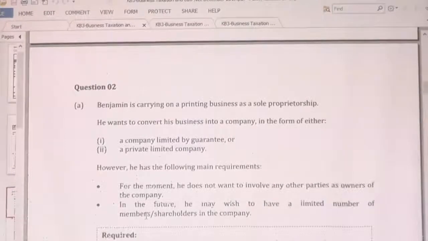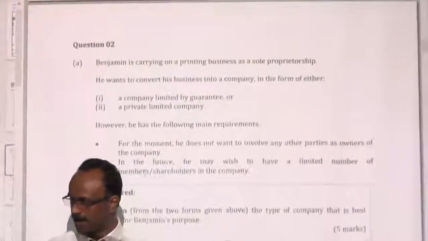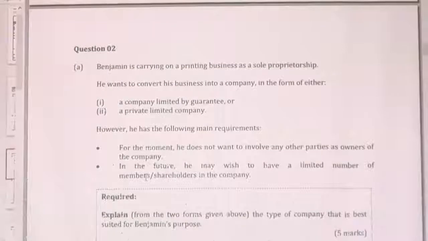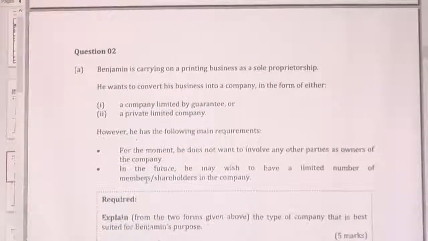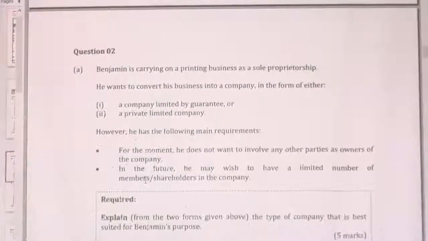For the moment, he does not want to involve any other parties as owners of the company, which means that if he is going to be the sole shareholder of a company, he cannot form a guarantee company. That is for sure. So therefore, the only alternative that he would have is to form a private limited company, limited by shares, where he becomes the sole shareholder.